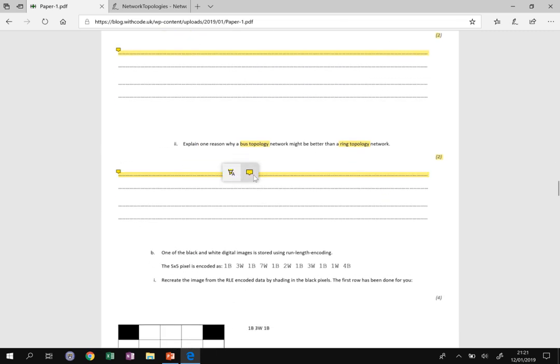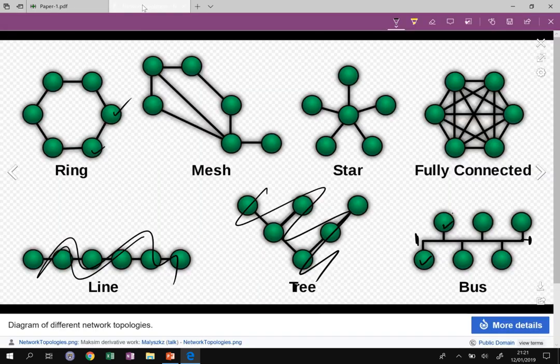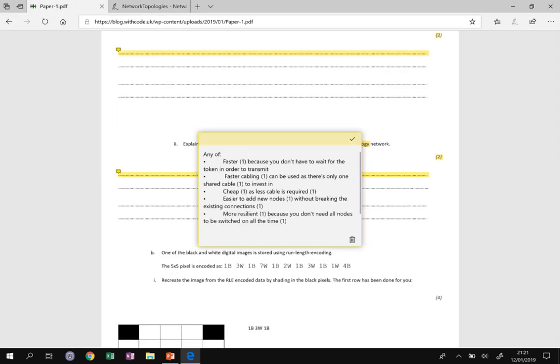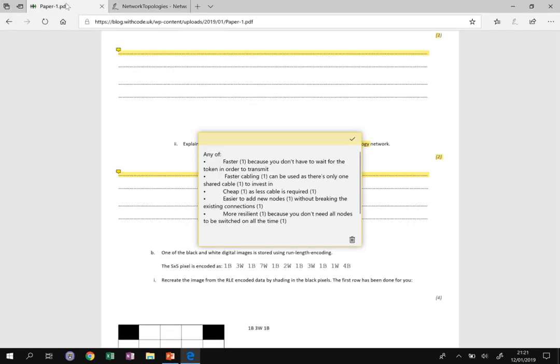And you kind of want the opposite for this question. Why might a bus be better than a ring? So you could argue it's faster because you don't have to wait for the token in order to transmit. So let's say if this node wanted to transmit, but this computer had the token, you'd have to wait for the token to go all the way around until that computer could transmit. Whereas on a bus, you transmit as soon as you want to. So you could argue it's faster, but bear in mind, it's not always faster. If there's lots of traffic on a bus, it's going to grind to a halt because there's more collisions.